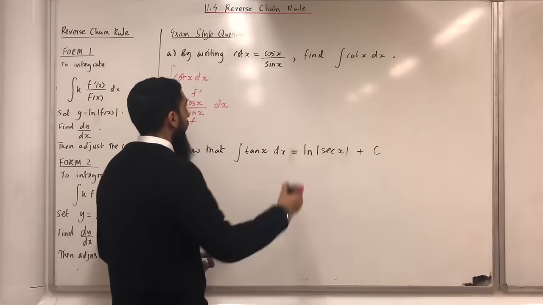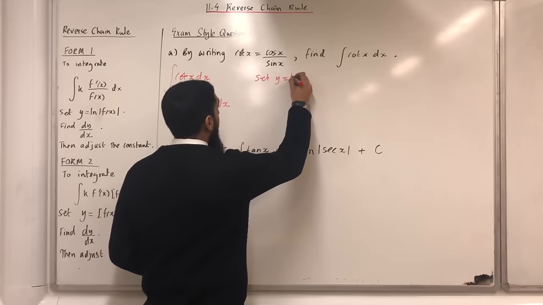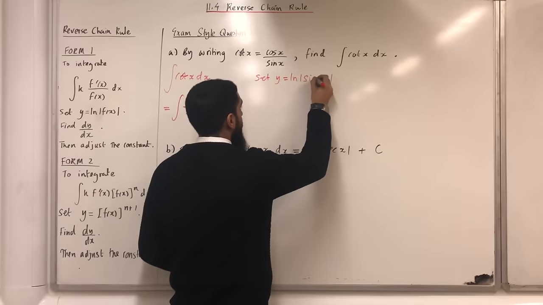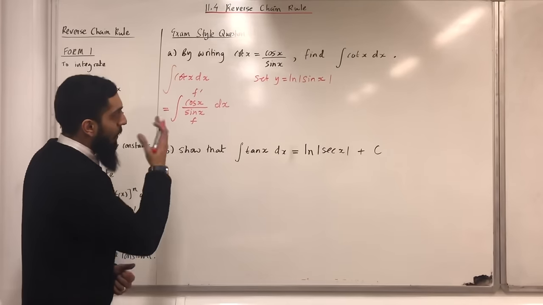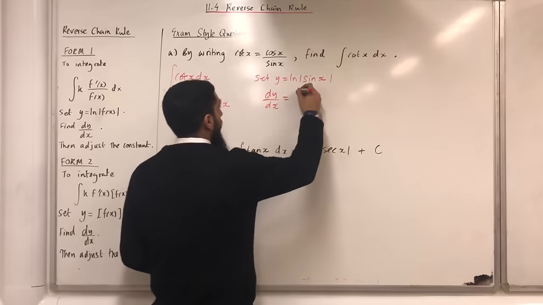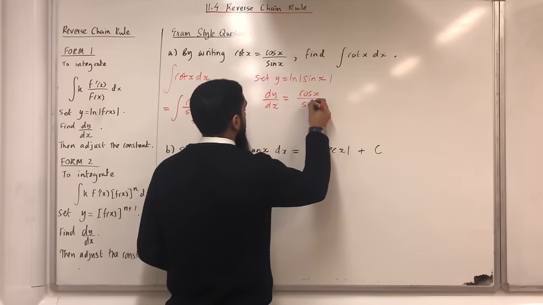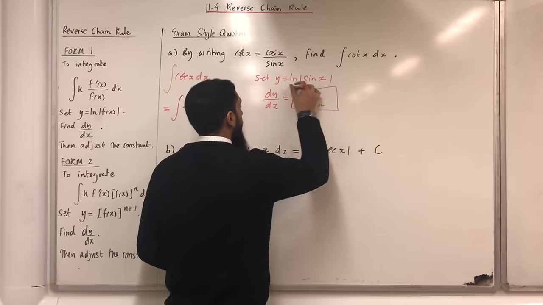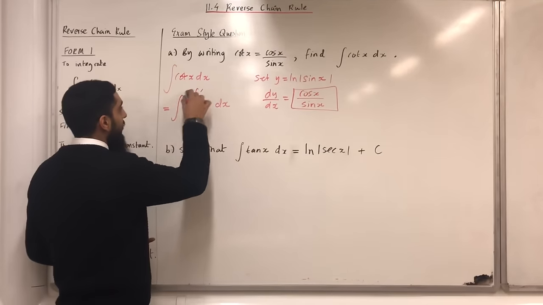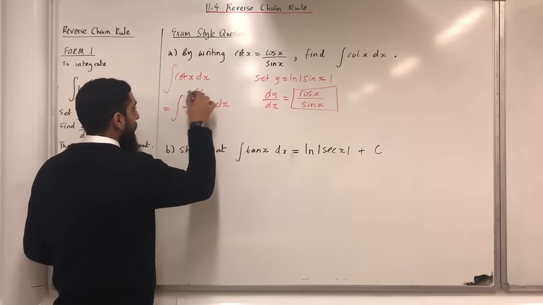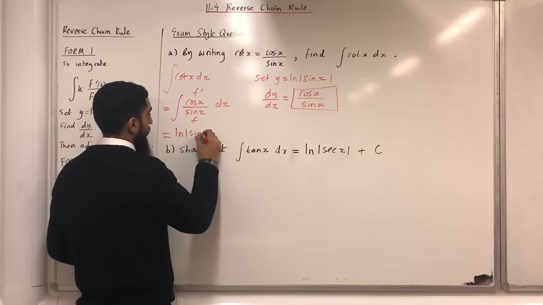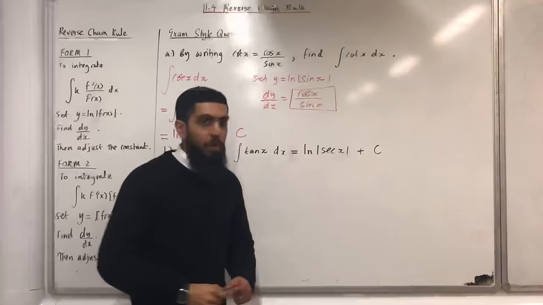So what is the first step? Well, the first step is to set y equal ln mod of what you have in the denominator. In this particular case, it is sine x. Now, I want to differentiate my y, so I'm going to find dy over dx. Well, that will just be cos x over sine x. If I put a rectangle around this, I can see that this over here, cos x over sine x, is precisely what I have inside the integral over here, cos x over sine x. Hence, this particular integral will just be ln mod of sine x plus c.